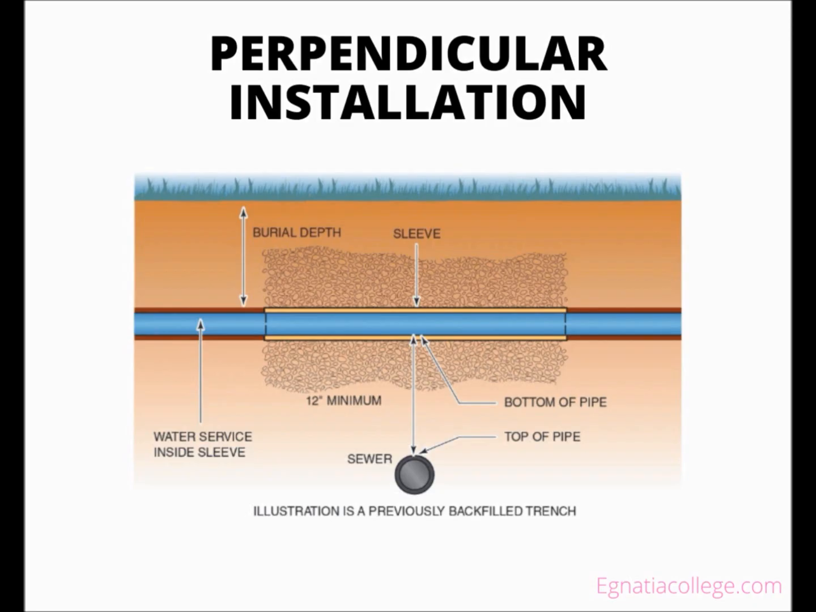To ensure that the water service pipe is protected against damage from possible excavation to access the sewer, most codes require that pipe crossing a sewer trench be installed in an oversized piece of pipe known as a sleeve.